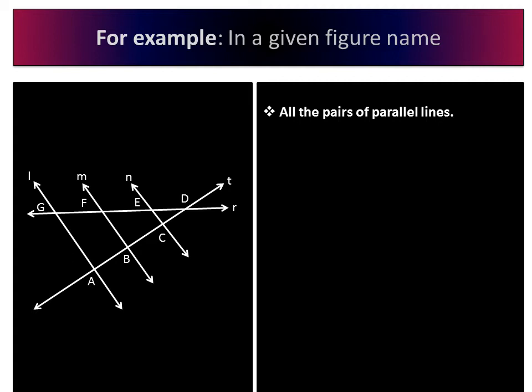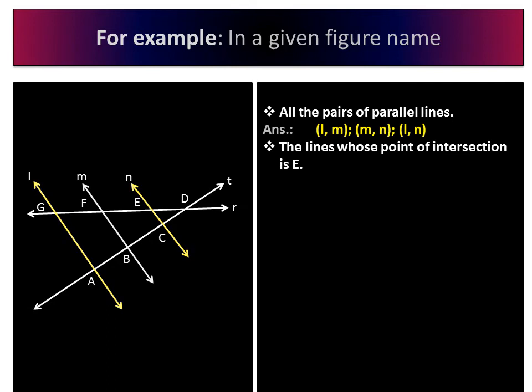In a given figure, name all the pairs of parallel lines. Let's recall parallel lines. Two lines in a plane which do not meet anywhere are called parallel lines. So the answer is lines LM, then lines MN, and then lines LN.